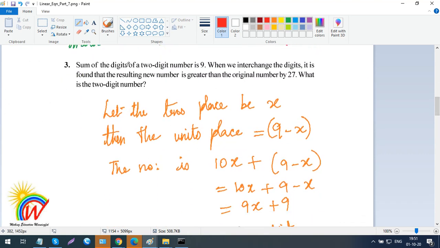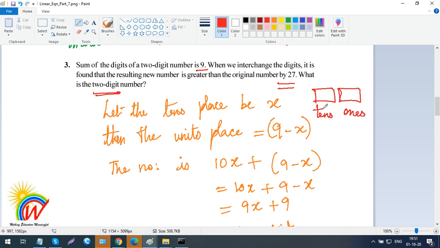Okay, so now come to question number 3. Sum of the digits of a 2-digit number is 9. When we interchange the digits, it is found that the resulting new number is greater than the original number by 27. What is the 2-digit number they are asking? See, whenever you say a 2-digit number, it will have a ones place and a tens place, right? Or units place and tens place. This is the ones place. This is the tens place, right?